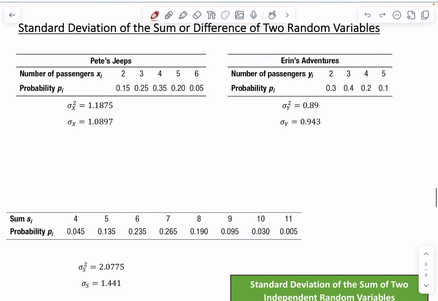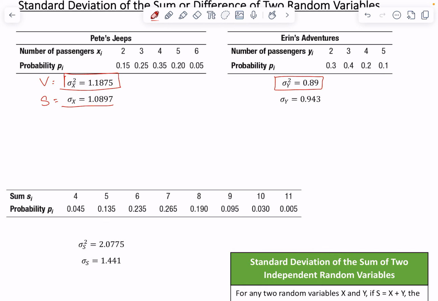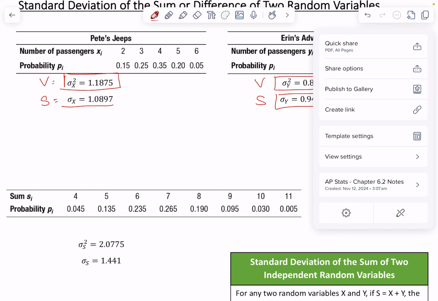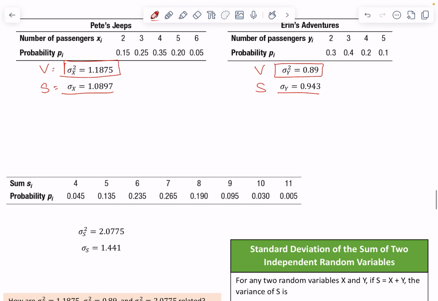But what I do want to point out is, here's Pete's information and his standard deviation. Here's the variance. Here's Erin's variance and her standard deviation. Now here's their sum. When I do Pete plus Erin, their standard deviations don't match. 1.08 plus 0.9 is not 1.4.